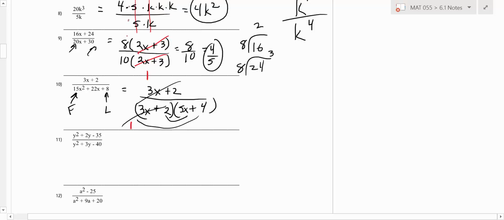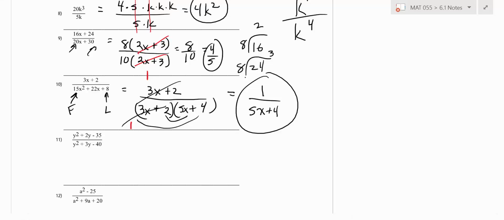When you cancel something out, it doesn't just magically disappear. It's a 1. So the answer is 1 over 5x plus 4. So make that correction if you didn't do that. Okay, everybody got that? Okay, if it starts as a fraction, it's going to end up a fraction.